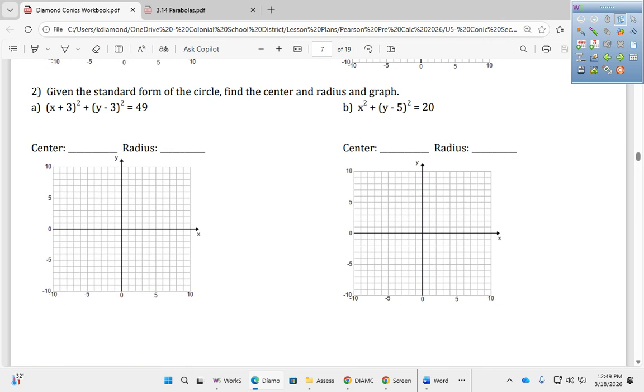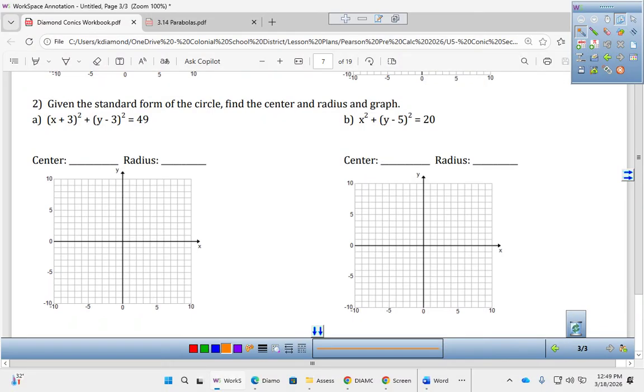The next section says, given the standard form of the circle, find the center and radius. So now I'm looking at a circle. The center for a circle is pretty similar to the center of a parabola though. Opposite of x, opposite of y. So since x was +3, I make my center -3. Since y was -3, I make my center +3. The radius is going to be the square root of that number on the right, which in this case is a 7.